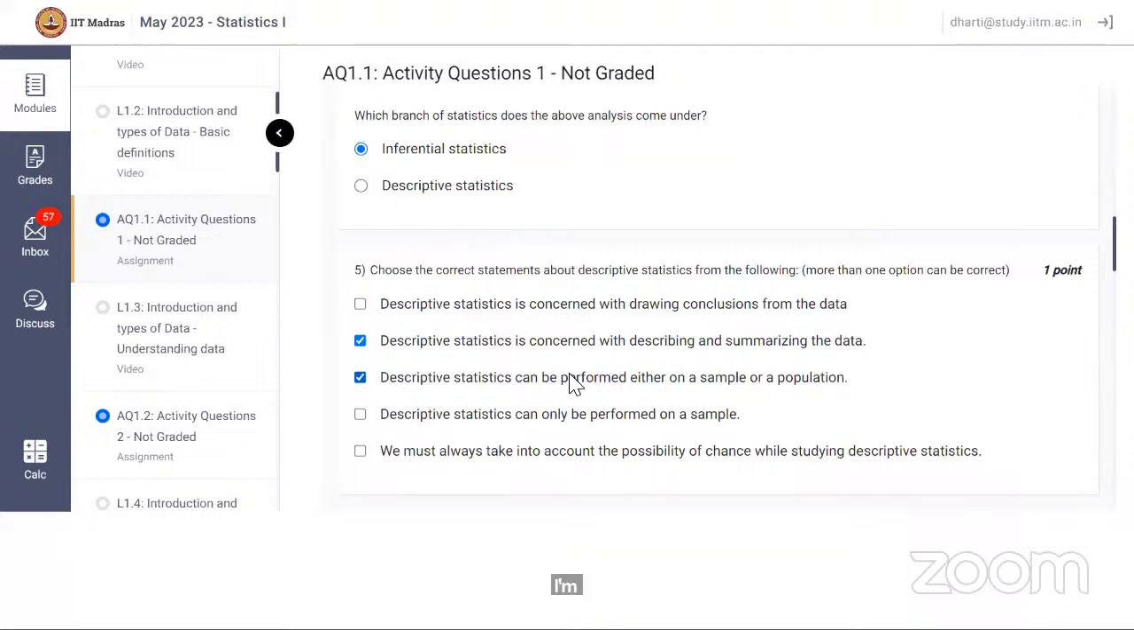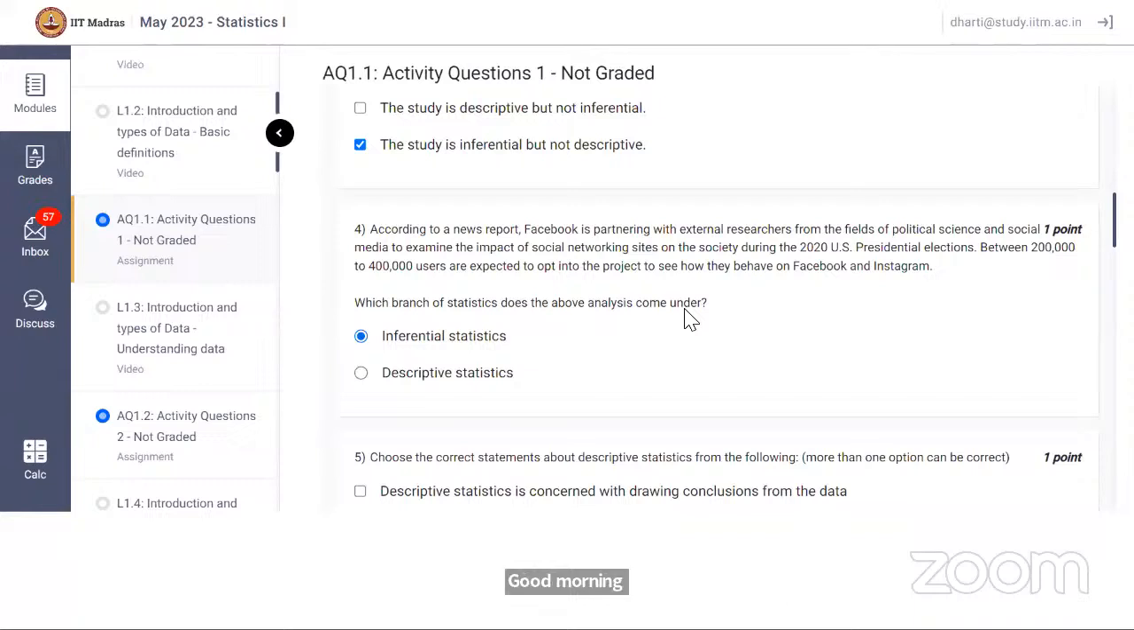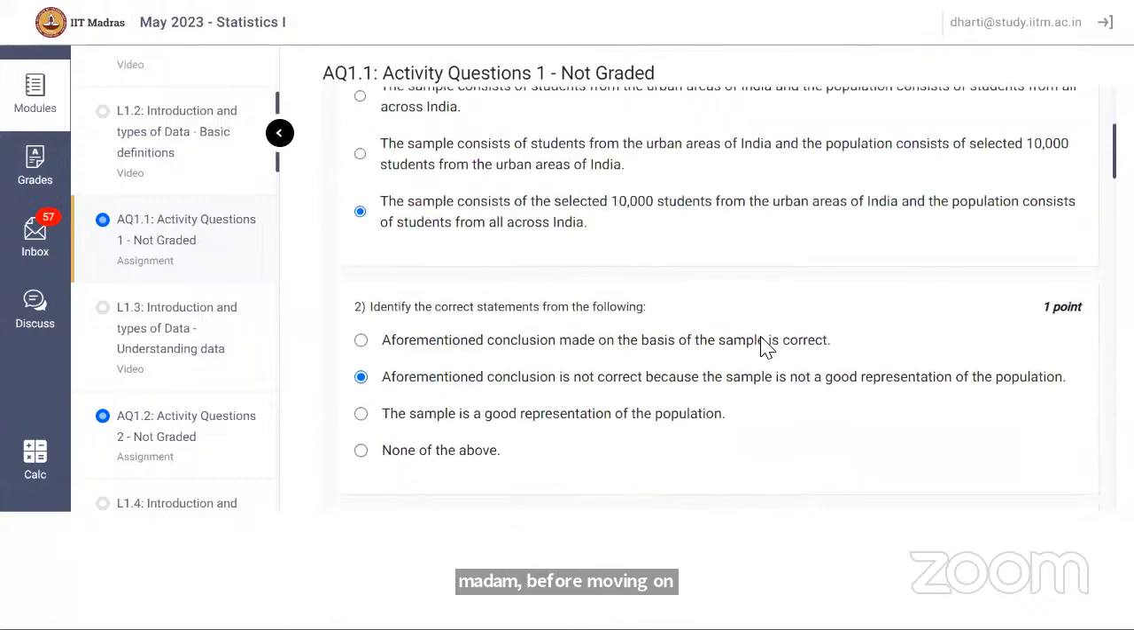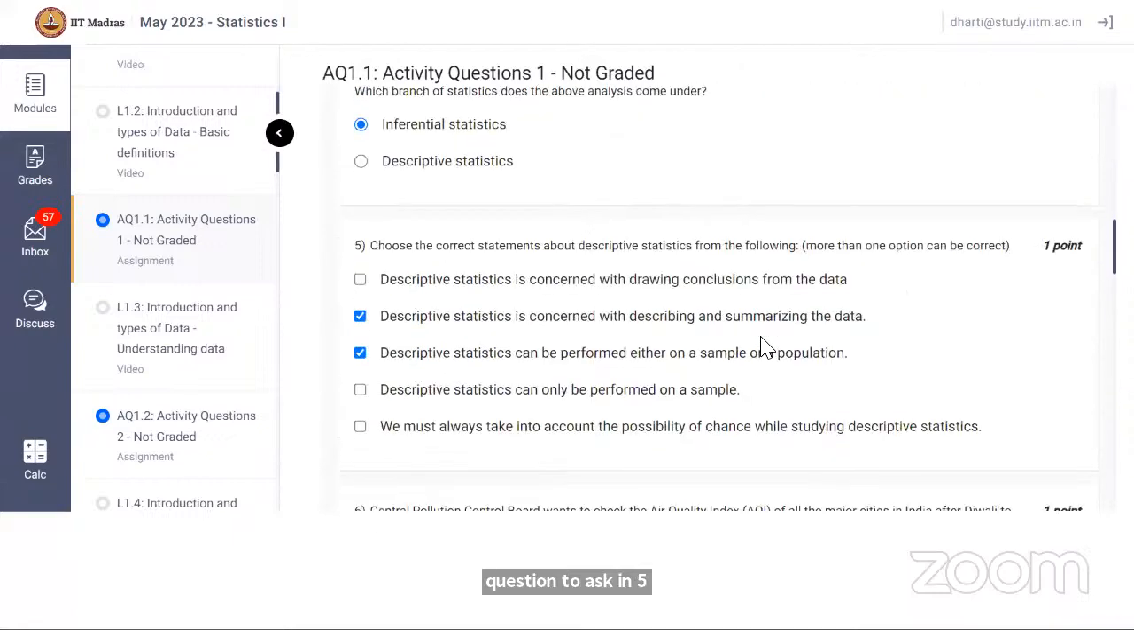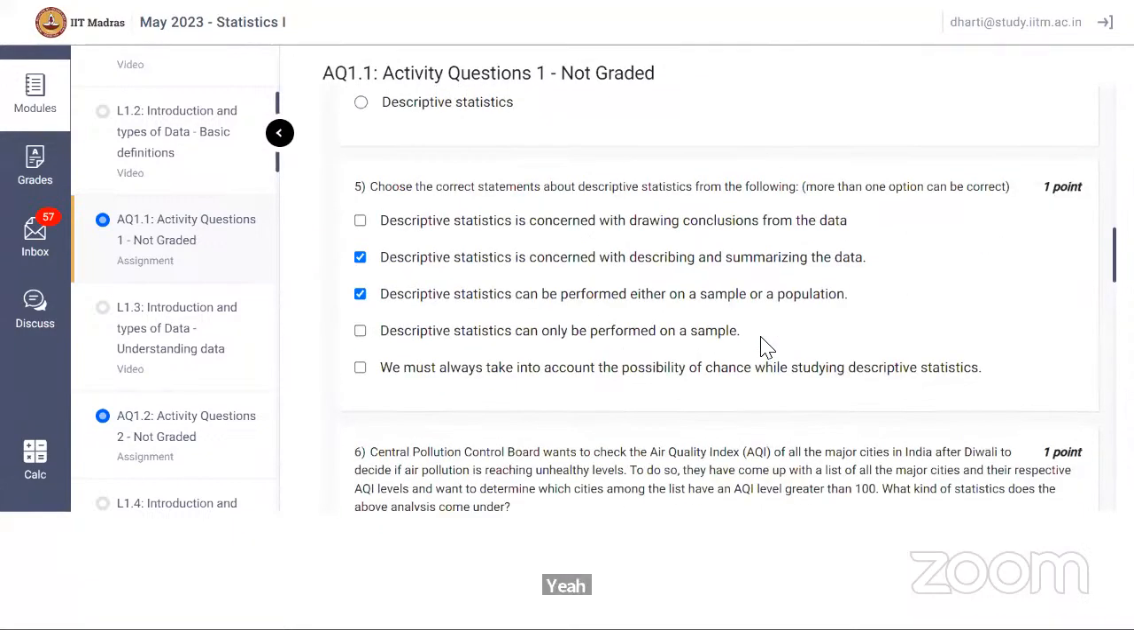Ma'am, you're not audible. Ma'am, I have a doubt on question number 4. This one? Madam, before moving on to question number 4, I have one question to ask in 5. I was confused between B, C, and D.